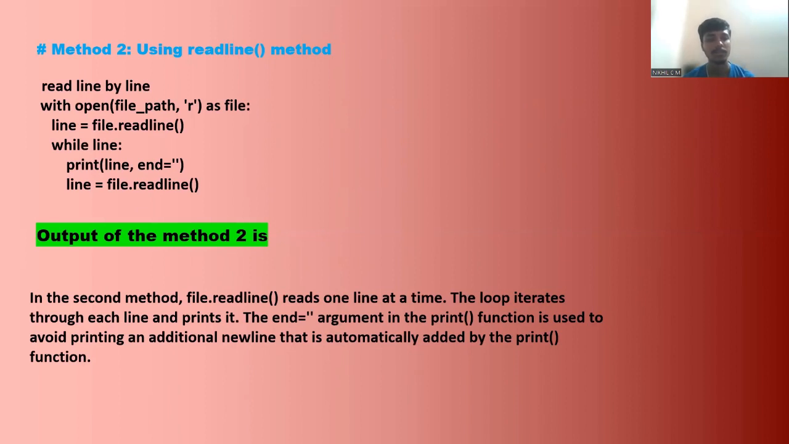Output of method 2: in the second method, file.readline reads one line at a time. The loop iterates through each line and prints it. The end='' argument in the print function is used to avoid printing an additional new line that is automatically added by the print function.